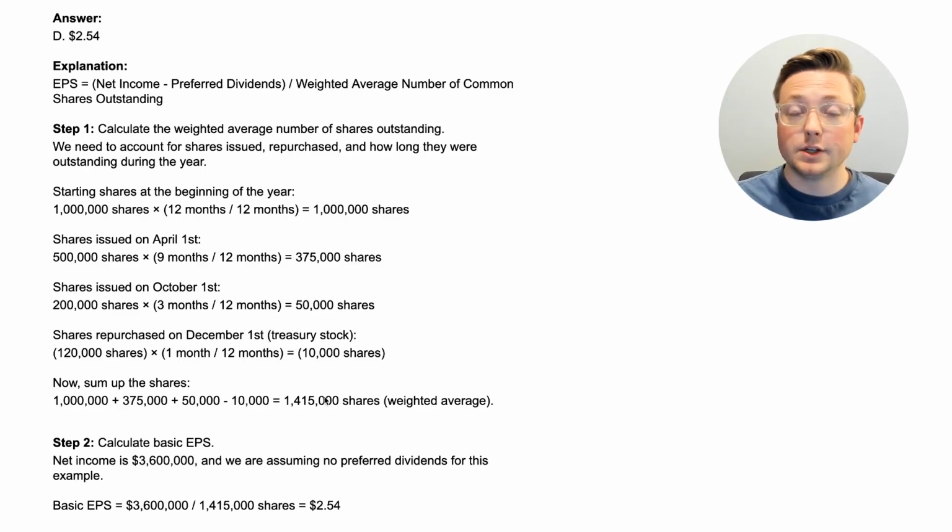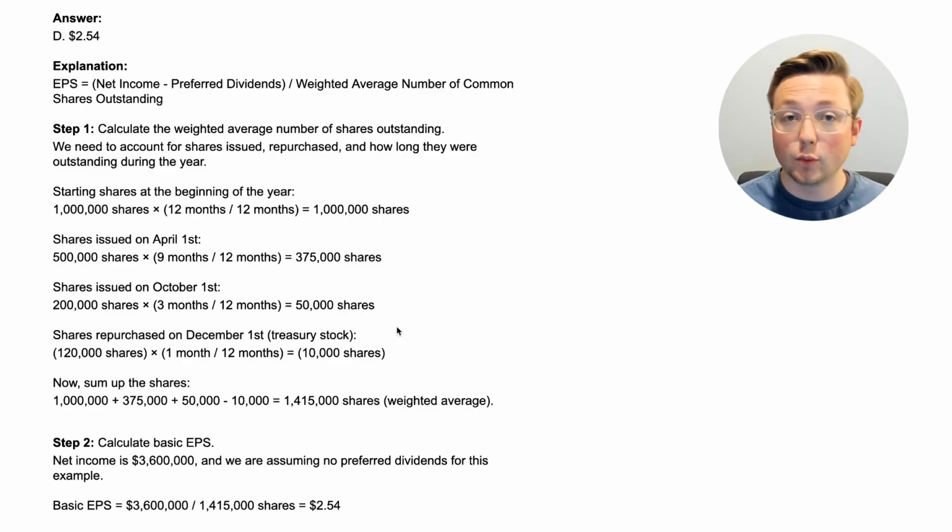And again, the weighted average is the total shares that you had throughout the year based on how long you had each amount of shares. So you take the 1 million from the beginning, and then the one from April, and the one from October, and then you subtract the treasury shares from December, and that gives you a weighted average of 1,415,000 shares. And again, this is an easy way to do it.